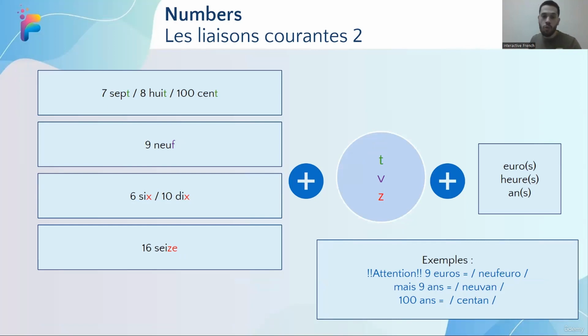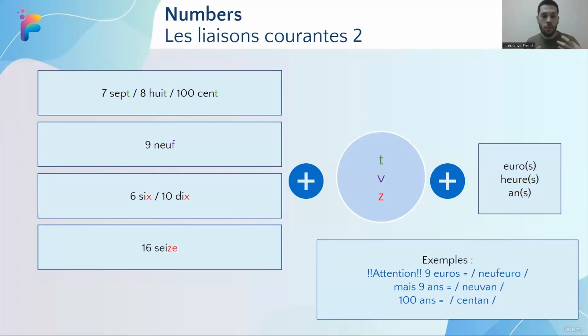Now we have a special one with neuf, right? Neuf typically ends with an F, right? And you would say neuf euros, right? 9 euros. You would do the liaison here with the F. But for other words, such as heures and ans, the F would turn into a V, basically, orally speaking, I mean. So you would not say neuf heures or neuf ans, but you would say neuv heures, neuv ans, right? A V, 9 heures, 9 ans. So we have a V sound here.